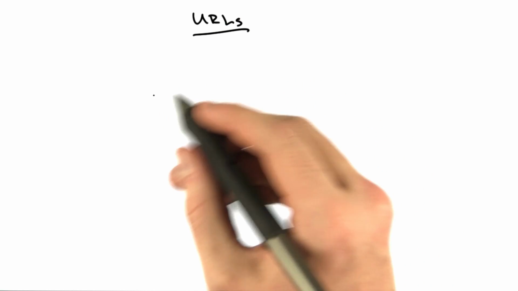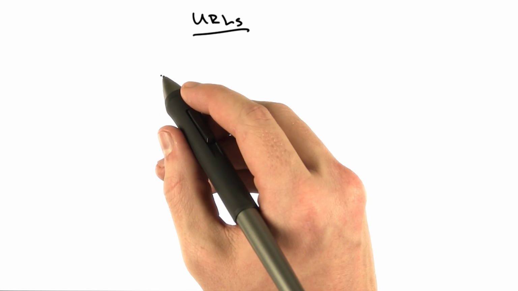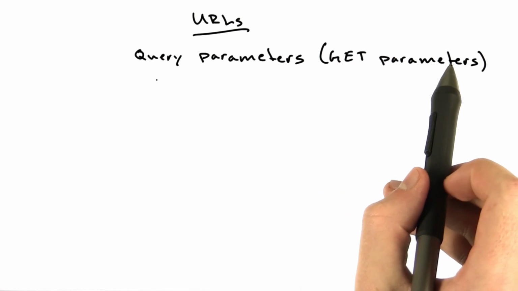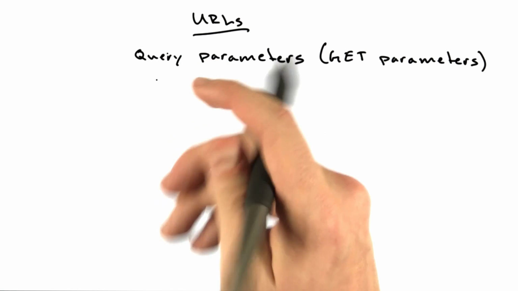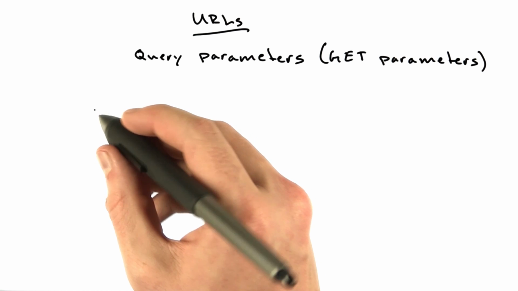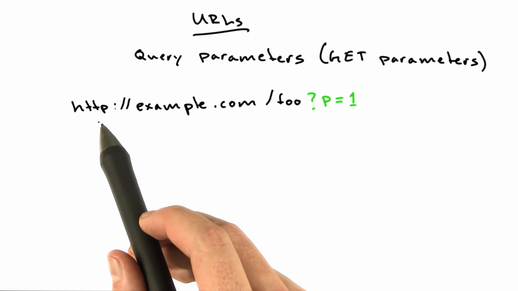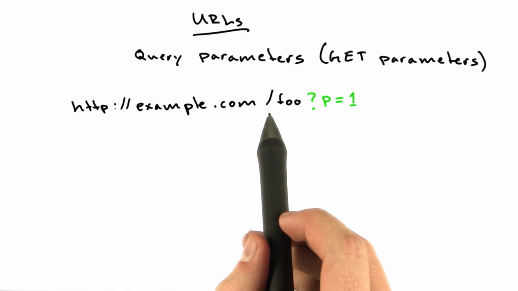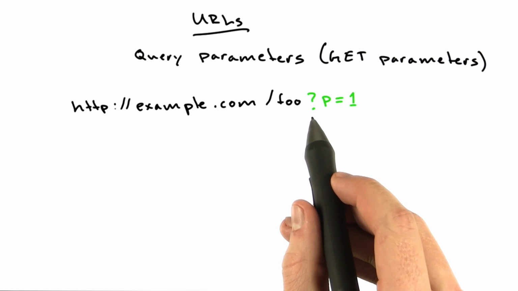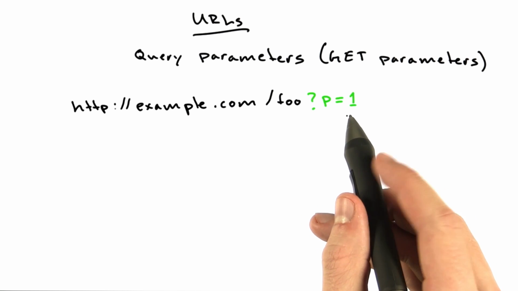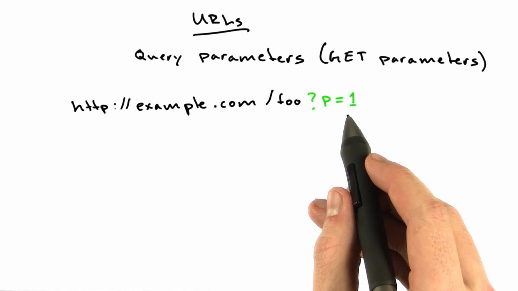Okay, let's add something new to our URLs called a query parameter, also known as get parameters, and we'll talk about this name shortly when we start talking about HTTP. Here is an example. We've got our normal URL, or the type of simple URL we just discussed, with a simple path /foo, and we've added to the end of this a question mark p equals 1.